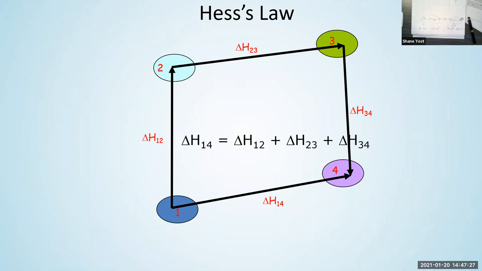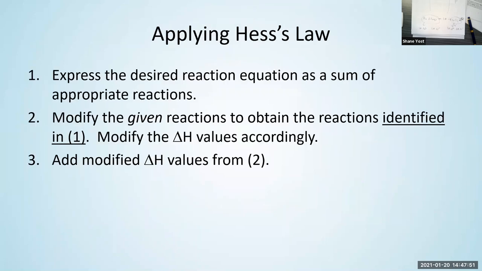It really is just saying it doesn't matter how I get to my reactants and products, the enthalpy change is always the same. So if I have some way of getting to my reactants and products where I know how to calculate the enthalpy change, then I can use that path and calculate the enthalpy change directly from those reactants to those products.